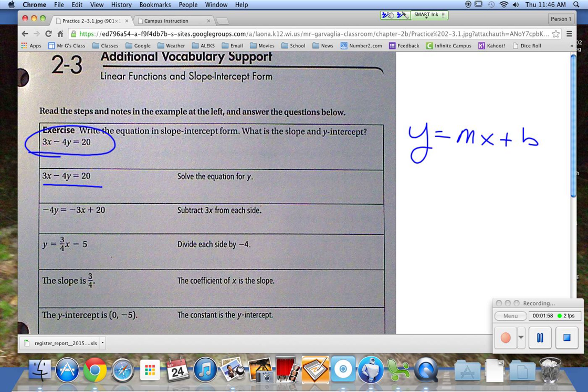Probably not. So we're going to take this. First thing we have to do here is get the x over to the other side of the equation. We've done this before, right? Solve for something. So we're going to subtract 3x from both sides, right? And we end up with negative 4y equals negative 3x plus 20. Are we getting close to what we need right here?